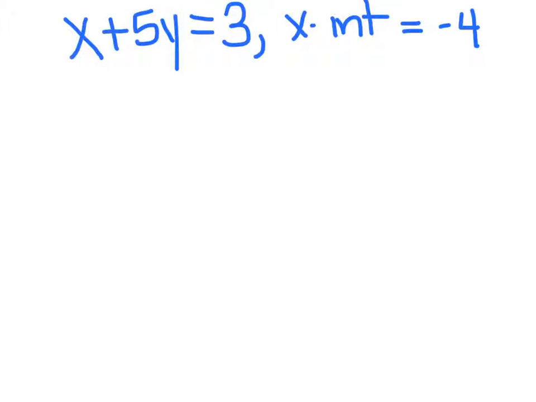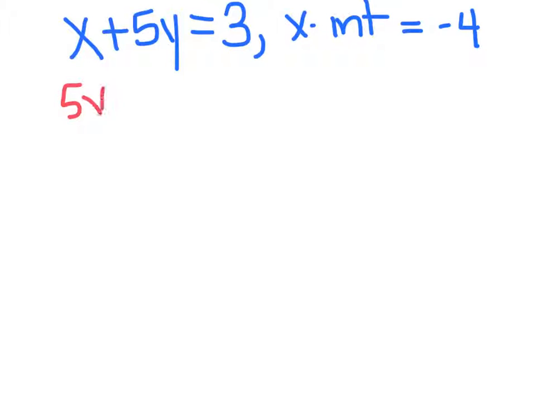In order to find the equation of the line that is parallel to this line and which passes through the x-intercept of -4, we have to do two things. First of all, we have to find the slope of this line right here. So the way that we can find the slope is we're going to have to solve for y.